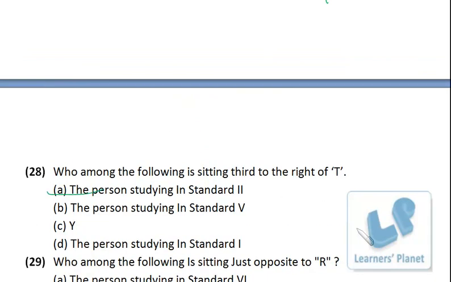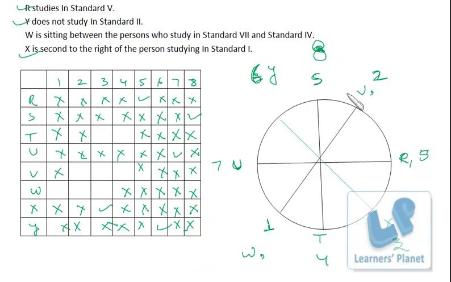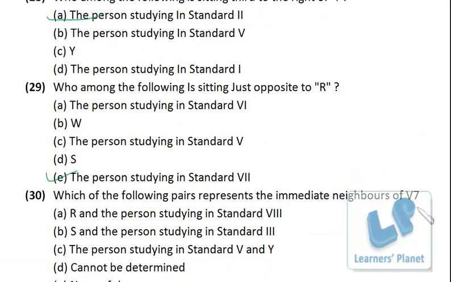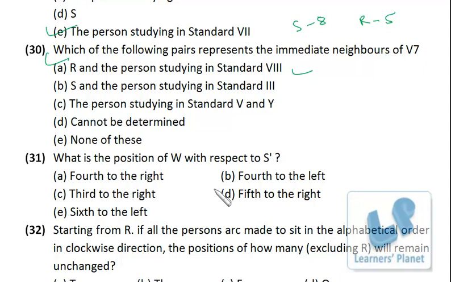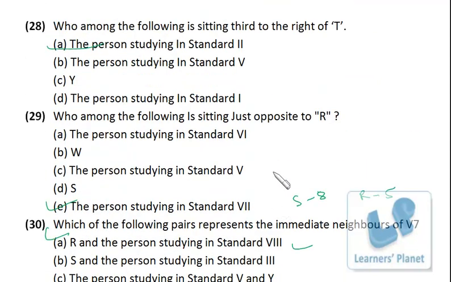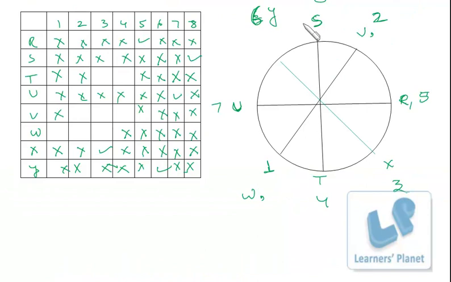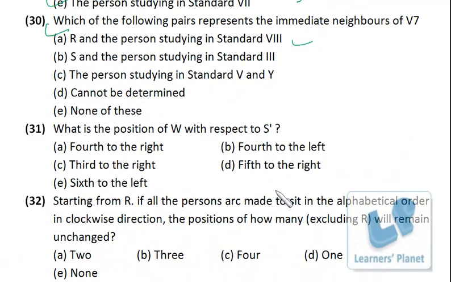So we need to see, because grades have been given, S and R, S8, R5. Okay, I just write down S8, R5, R and the person studying in standard 8. Okay, that's correct. Okay, so clear? What is the position of W with respect to S? W with respect to S. This is W, this is S. So 1, 2, third right, or 1, 2, 3, 4, 5 left. Okay. So we have third to the right.